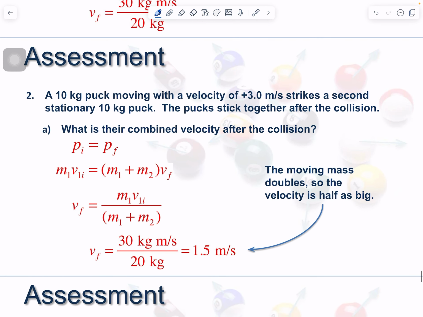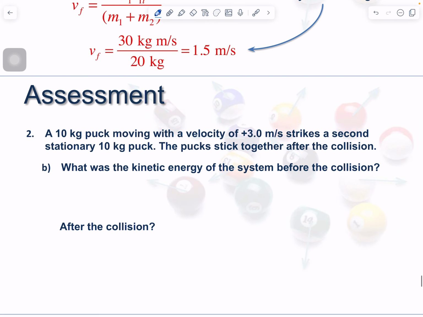Okay, so notice the moving mass doubles, so the velocity is half as big. And you might have been able to do that from the lab. Okay, what is the kinetic energy of the system before the collision? So let's calculate that. Only object 1 is moving, so that's going to be 1/2 M1 V1 initial squared. And so that's going to be 1/2 times 10 kilograms times 3 meters per second squared.